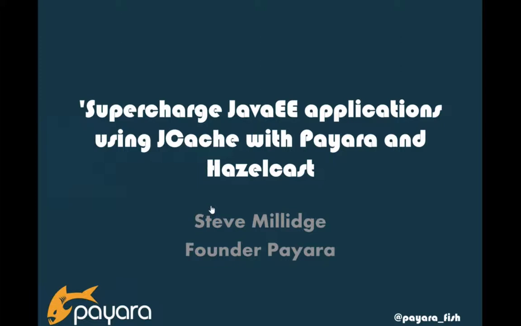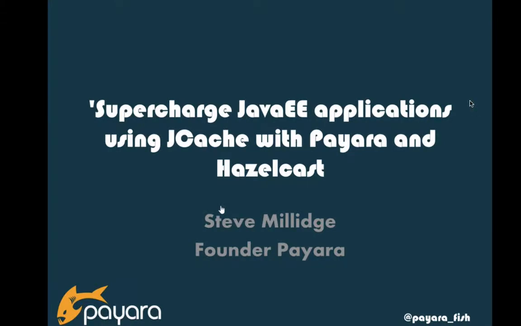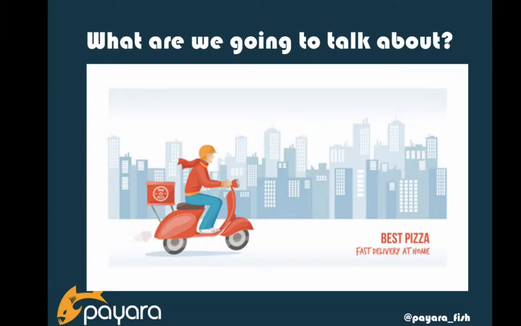This webinar is supercharging JavaEE applications using JCache with Payara and Hazelcast. What we're going to do is go through a little story and demonstrate using Payara in a very typical REST API to essentially speed up applications. So what we're going to talk about is a scenario that we all know and love.